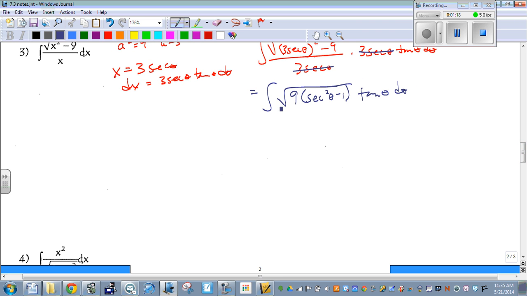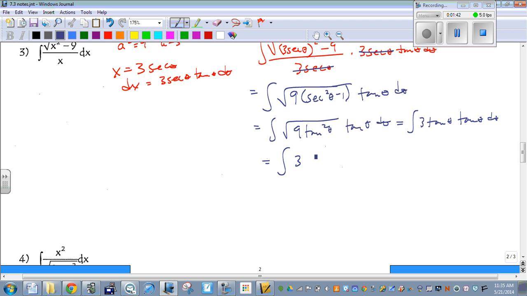We can simplify the inside of that square root. That's just going to be square root of 9 times tangent squared of theta times tangent of theta d theta. So we end up with 3 tangent of theta when we take the square root of this, times tangent of theta d theta. So we get 3 tangent squared of theta d theta.